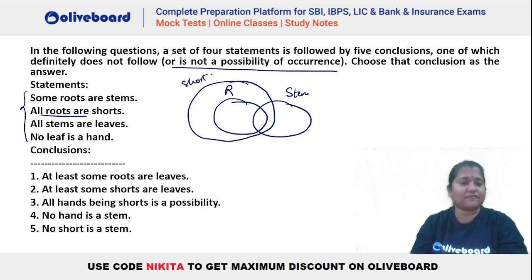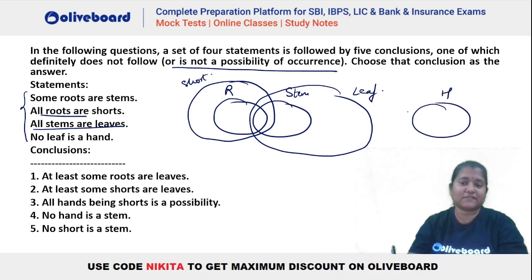And then we have all stems are leaves, right? So you can see all stems are leaves will be like this. Let's say this is your leaf here. Okay. And no leaf is a hand. So you can see no leaf is a hand will be something like this, right? So this is the diagram. Now you have to tell which of the following will be definitely false.